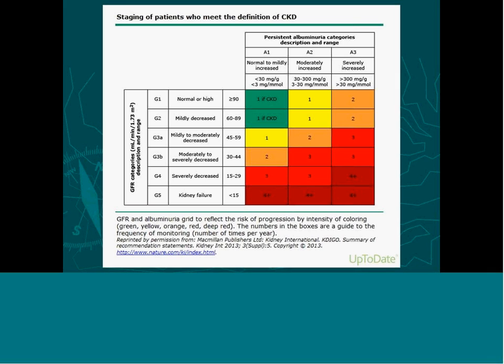So if you have chronic kidney disease as well as albuminuria, your risk is much higher than somebody who does not have albuminuria. The takeaway from this slide is that if you have albuminuria or proteinuria along with chronic kidney disease, you are at high risk of progression to ESRD.